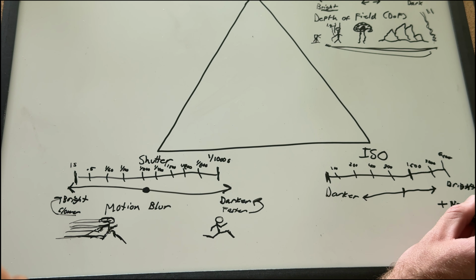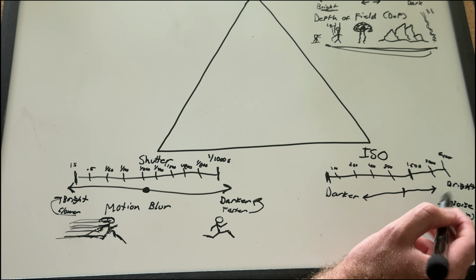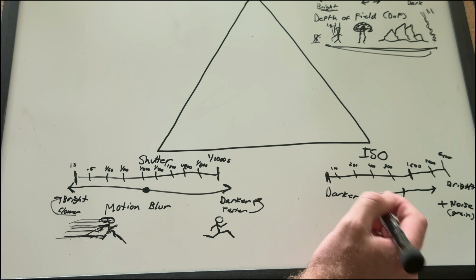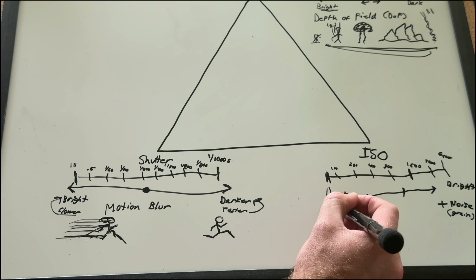Another name for this is grain. Now, the higher your ISO, the brighter your image, but the more grain you will get. The lower your ISO, the darker your image will be, but the less noise you will get. So, all three of these things here is the foundation of photography.